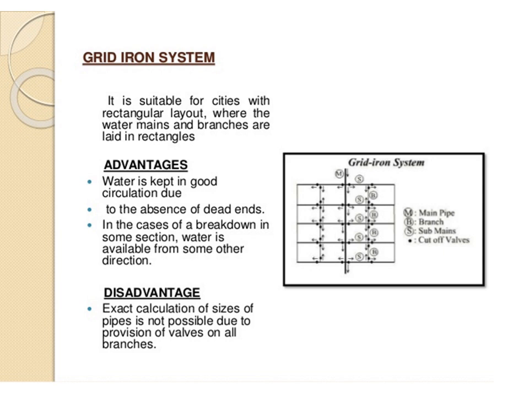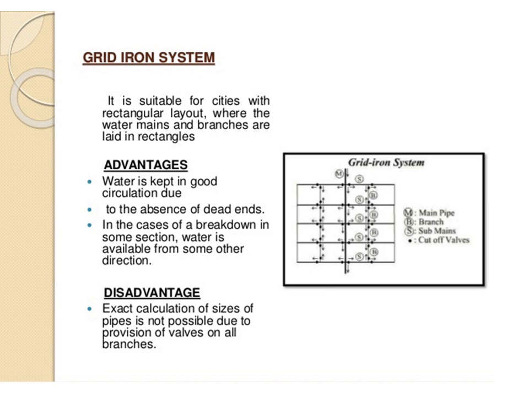So the gridiron system is suitable for cities with a rectangular layout, where the water mains and branches are laid in rectangles. Following are the advantages of the gridiron system. Water is kept in good circulation due to the absence of dead roads. In case of breakdown in some section, water is available from some other direction.